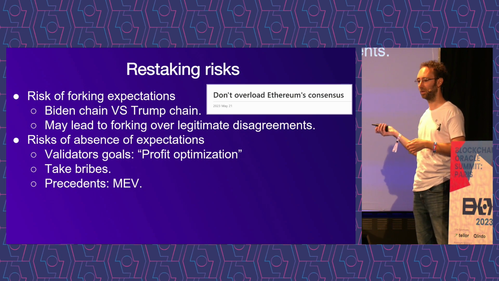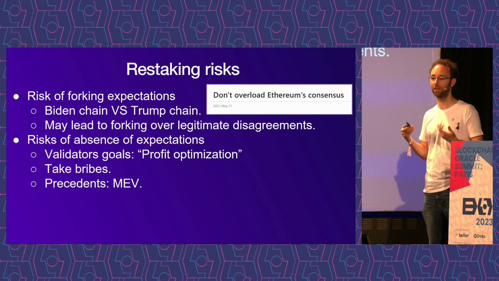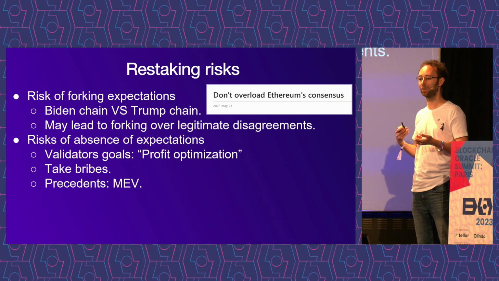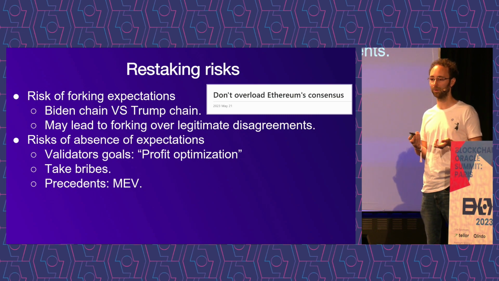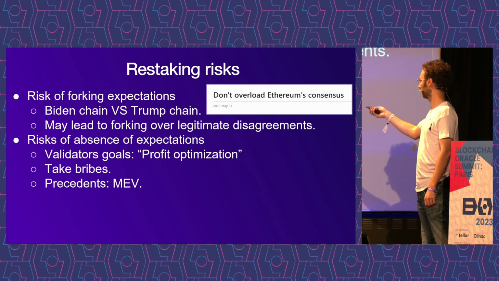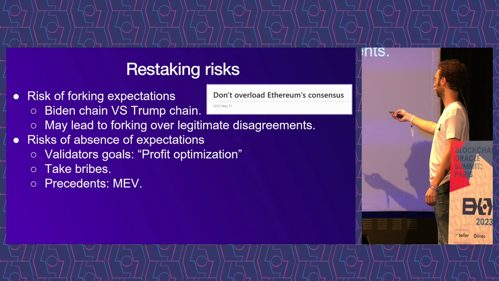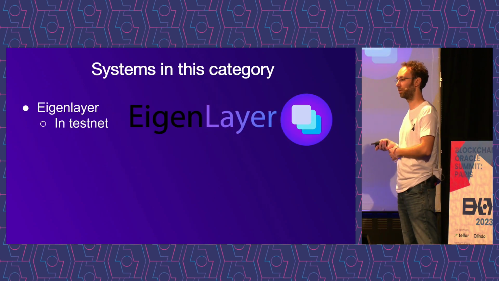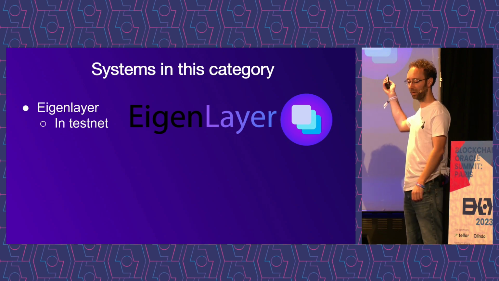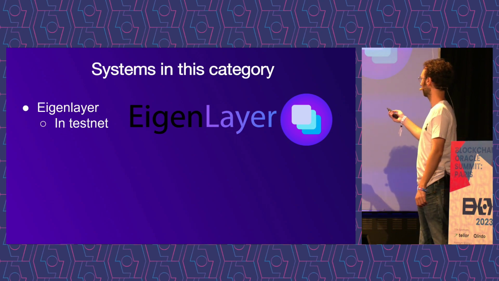They may take bribes, and we have precedent with MEV, where it's commonly accepted that a validator can accept some bribes to order transactions in a particular order, even if it's harming some participants, such as sandwiching attacks on exchanges. So probably not zero, probably not the maximum, but probably something in the middle. And we don't have any system which is currently live there, but you have Eigenlayer on testnet, which is working in this direction.